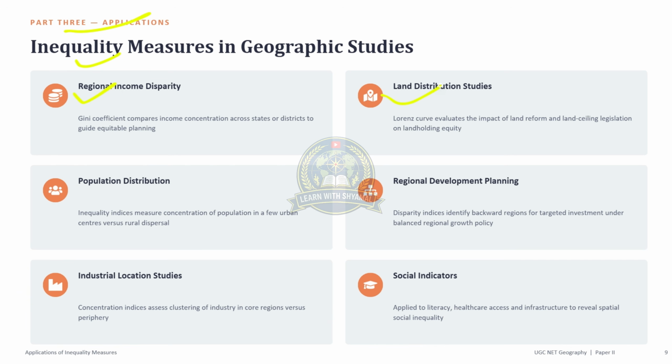Population distribution: inequality indices measure concentration of population in a few urban centers versus rural dispersion. Regional development planning: disparity indices identify backward regions for targeted investment under balanced regional growth policy. Industry location studies: concentration indices assess clustering of industry in core regions versus periphery. Social indicators are applied to literacy, healthcare access, and infrastructure to reveal spatial social inequality.